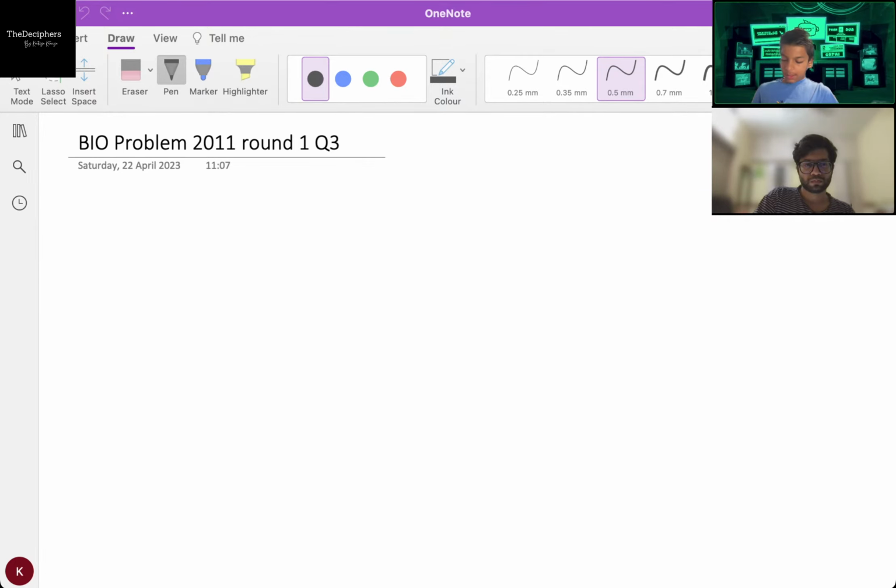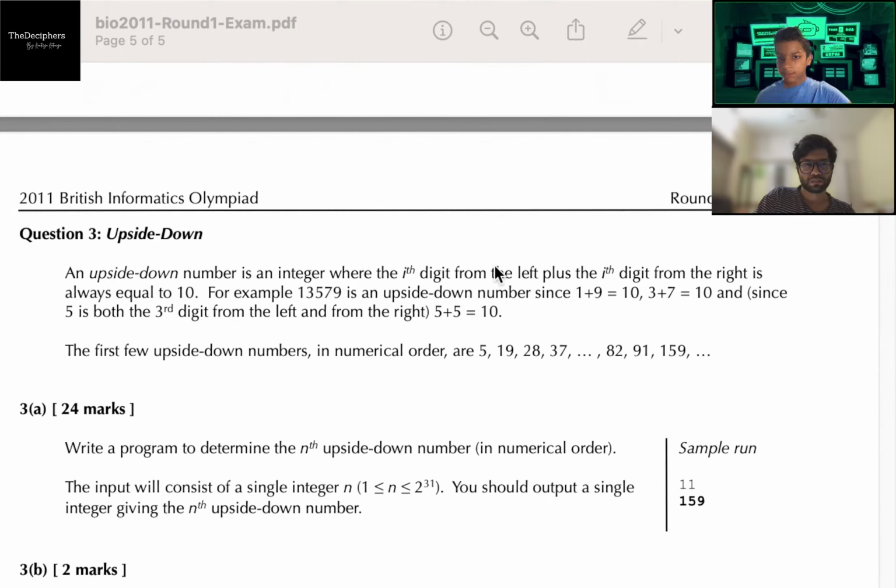So what the problem is basically saying is that we have to find the nth upside down number, and an upside down number is a number which, let's say 13579. So the leftmost and rightmost, that sums to 10. The ones after and before it sum to 10, and then it keeps going like that.